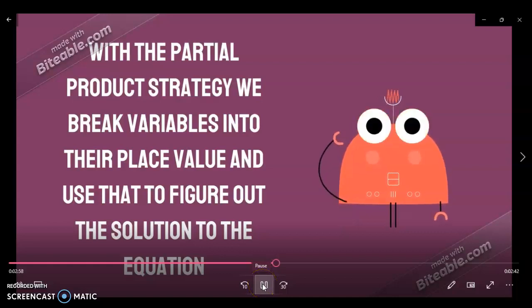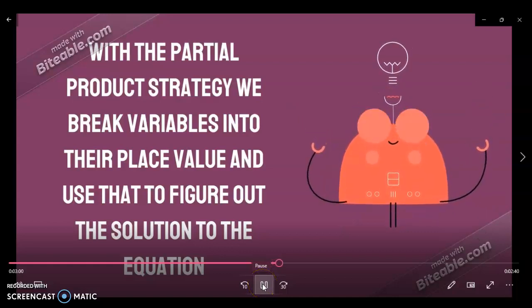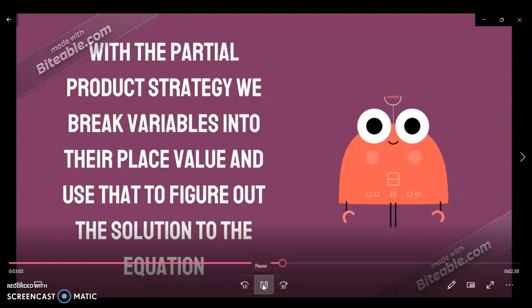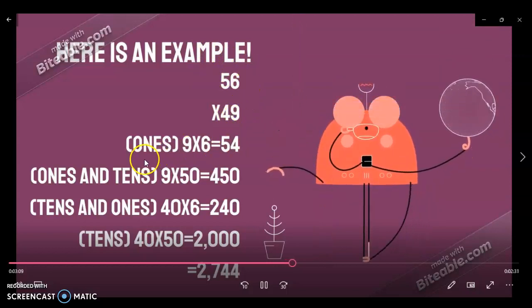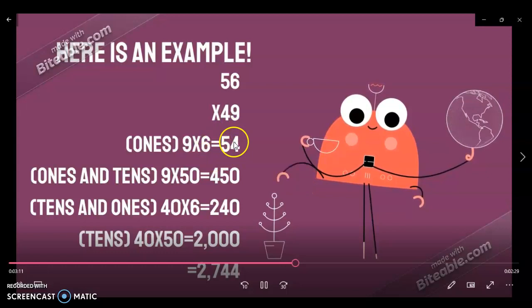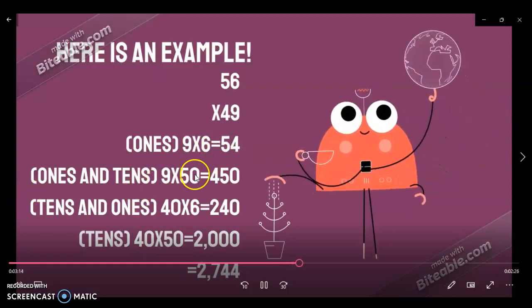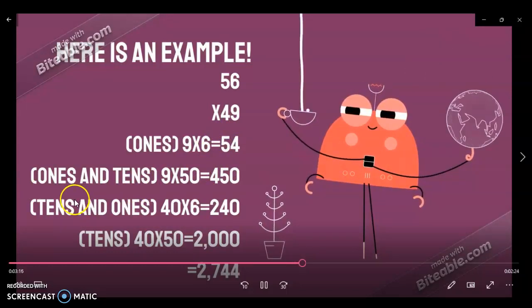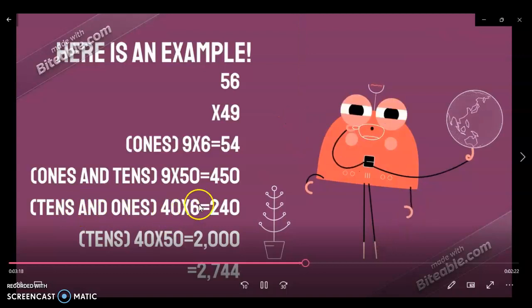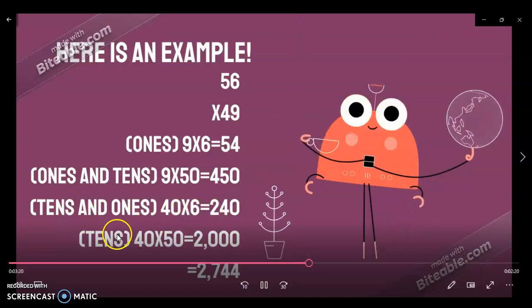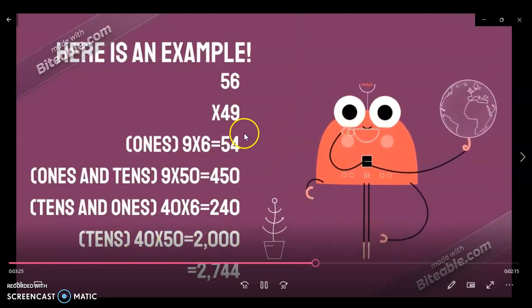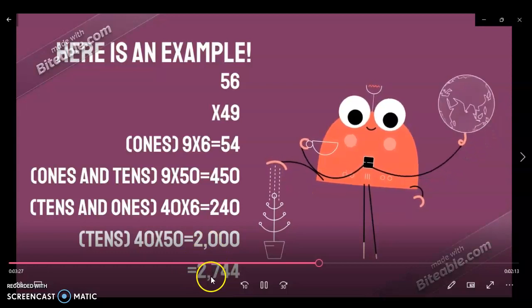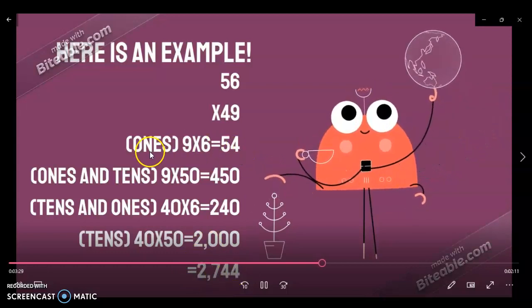Let's explore the partial product strategies. With partial product strategies, we break variables into their place value and then use that to figure out the solution to the equations. I have an example here of 56 times 49. Let's take our ones: 9 times 6 is 54. Ones and our tens: 9 times 50 gives us 450. Our tens and our ones: 40 times 6 is 240. Then our tens: 40 times 50 gives us 2,000. When we add all this together, our total is 2,744.